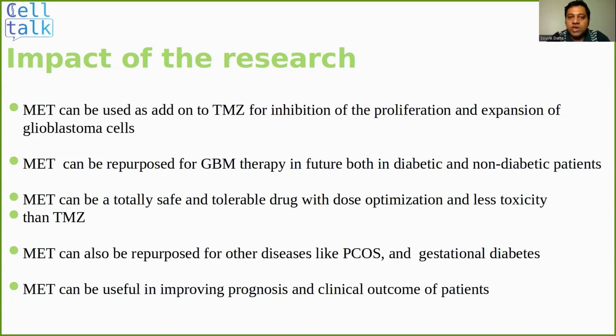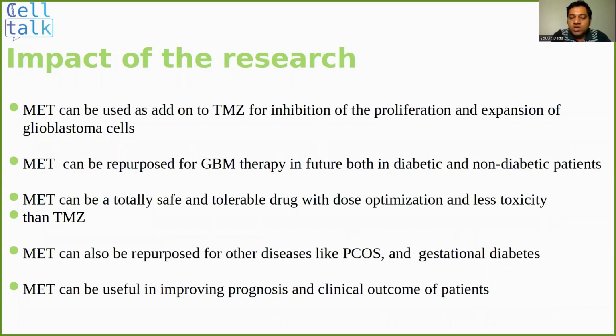So in this way, if we can scientifically have a logical turnover with metformin and temozolomide, and if we can see in clinical trials that it can be administered to both diabetic and non-diabetic patients, then there can be some improvement in the therapeutics of GBM, or glioblastoma.